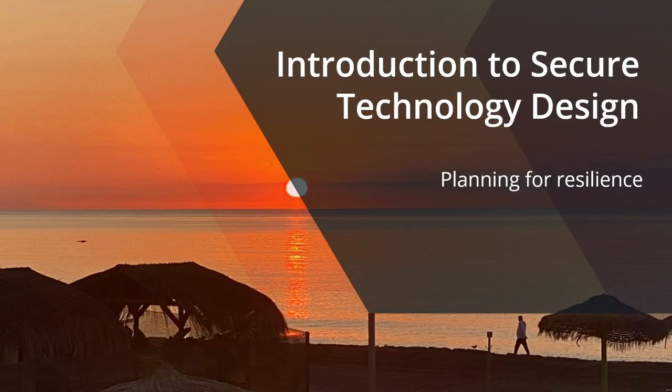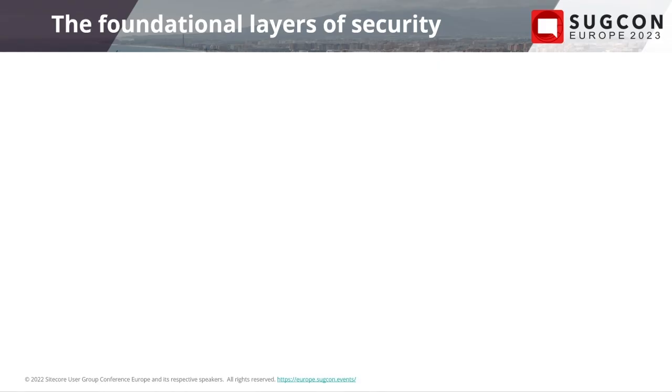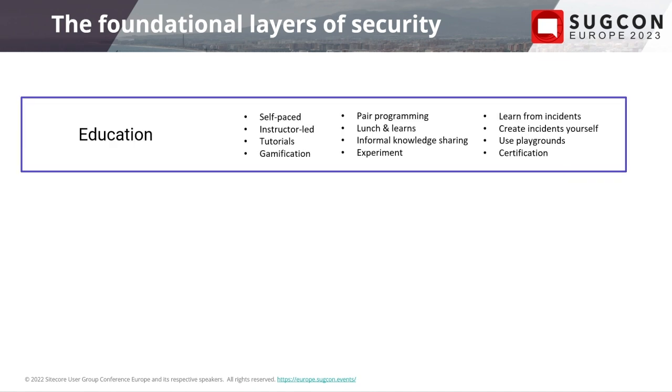Alrighty. So we'll start with the introduction to secure technology design. We'll start with theory. If you're just starting off, here are the things that you want to consider. The foundational layers of security start with education. When we think about security in the Sitecore space and development world, we tend to jump directly to automation. We talk about static security scans, dynamic security scans, various types of scanning on the network and so forth. But really, where we have to start is with education.